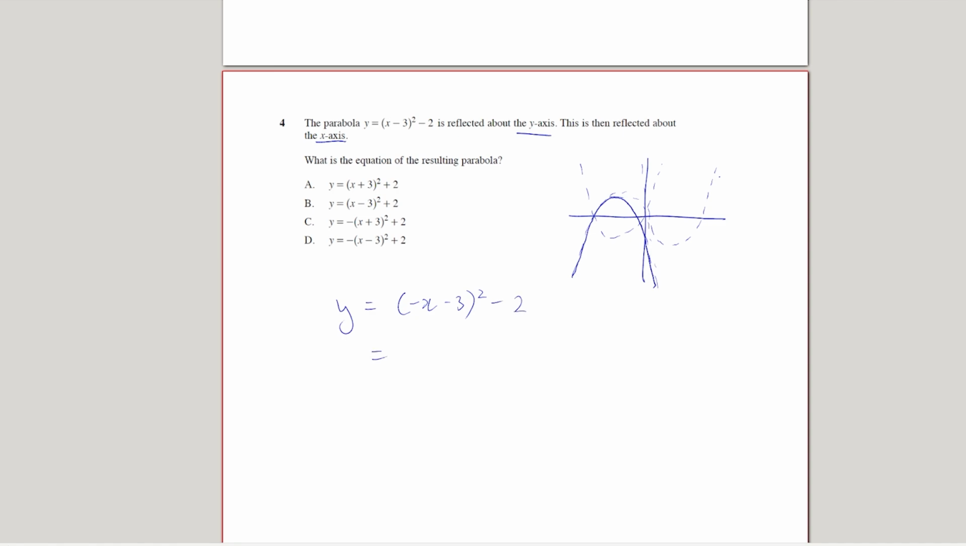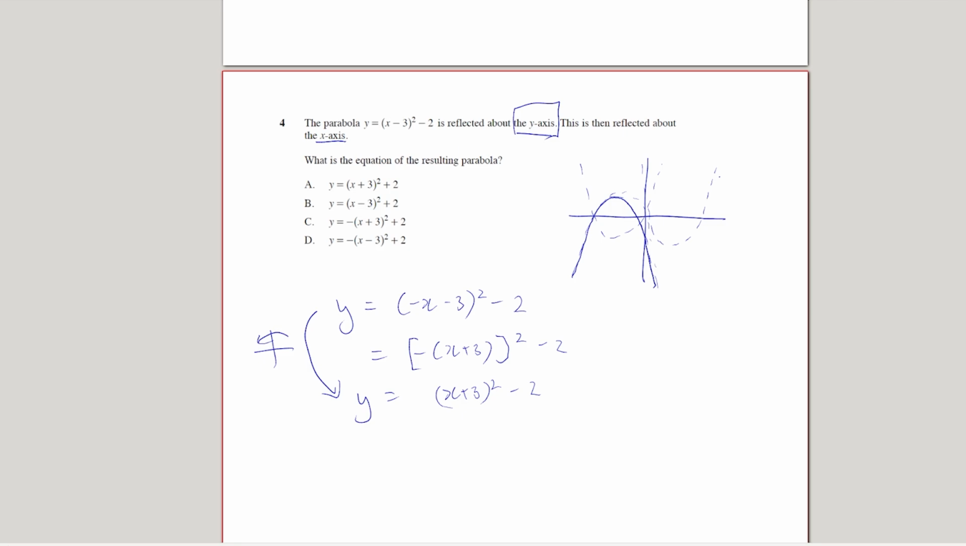Cool trick is you can take out the negative, so x plus 3. Remember, this is still in the brackets. And you can take out the negative as well, because negative squared is just 1. Right, so you do x plus 3 whole squared minus 2. So this is the first transformation. That's the y-axis one. So going from here to here is just flipping it on the y-axis.